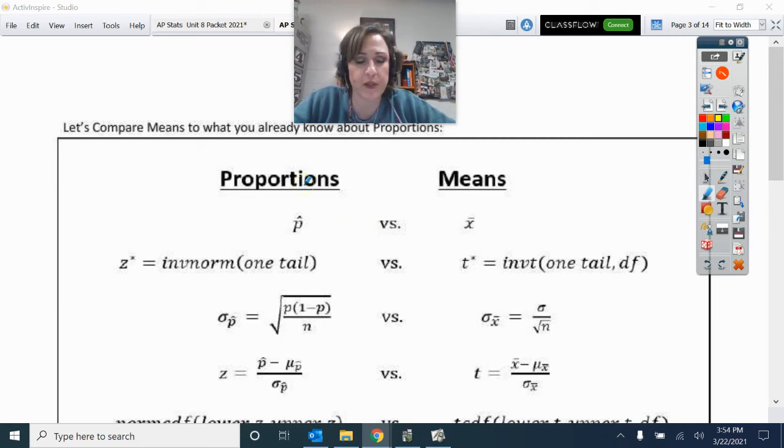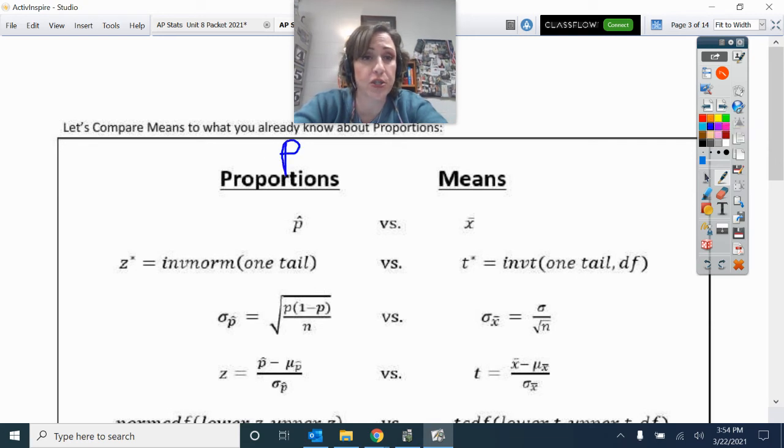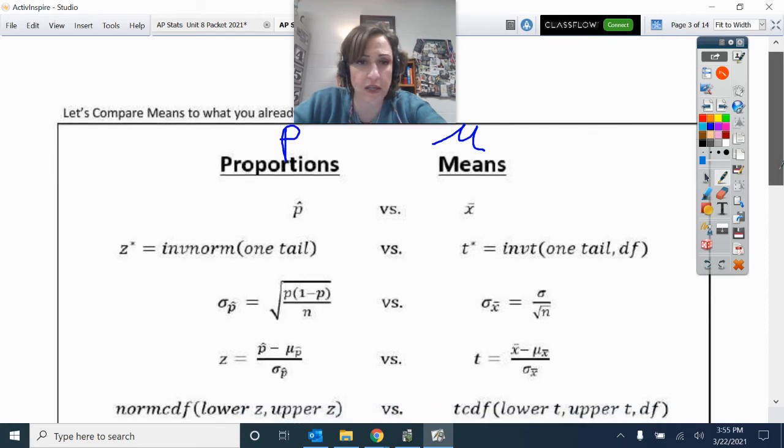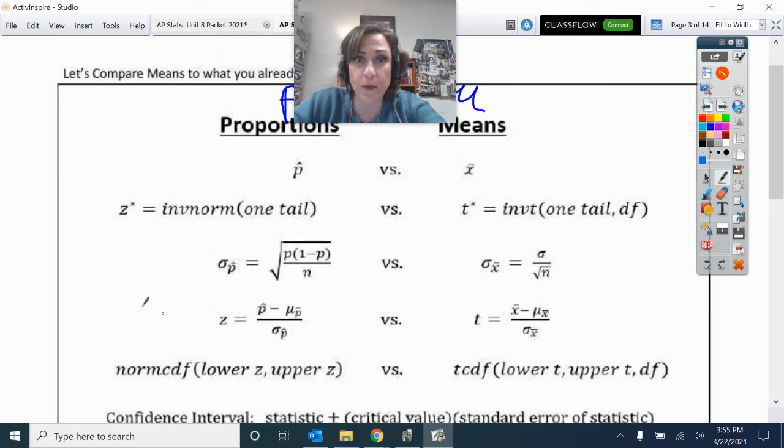Okay, so let's compare those. So remember that for proportions, when we had a sample proportion, it was a p hat. And then when we have a sample mean, it's an X bar. Now, one thing I did not include here, what about population? A population proportion was a capital P, and the Greek letter mu is the population mean. Okay? All right.